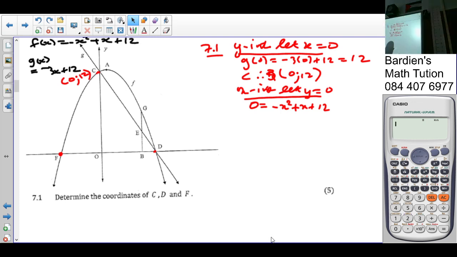Okay, so you just plug it into the calculator. You can use either the quadratic formula or factorization by trinomials, or if you have this calculator, we can do the following. The coefficient of x squared is negative 1, of x is 1, and the constant is 12.